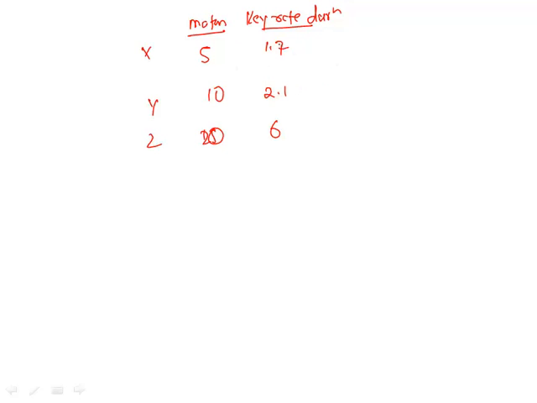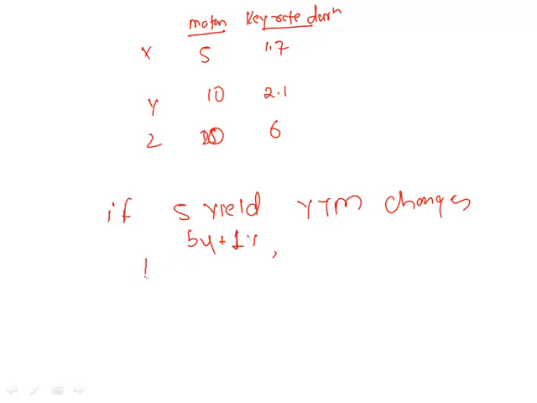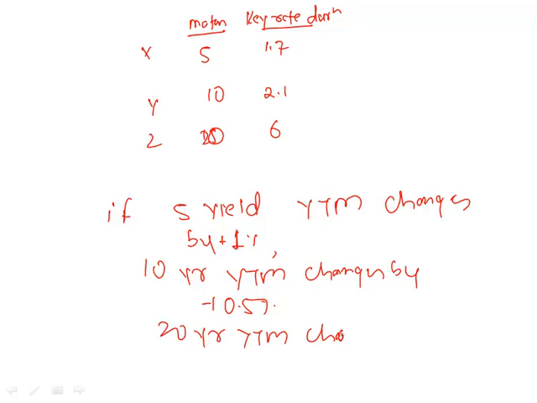Now what is the use of key rate duration? Now we know that if 5-year YTM changes by positive 1%, 10-year YTM changes by positive 0.5%, and let's say 20-year YTM changes by positive 0.25%. Right, now it is a twist in the yield curve, different maturities are changing at different rates. Then we can find out the impact on value of portfolio.